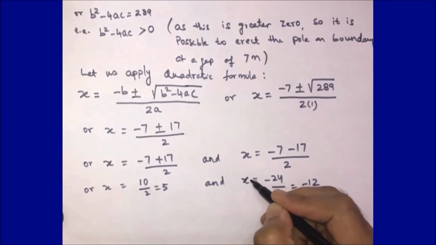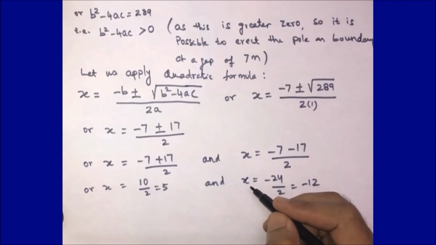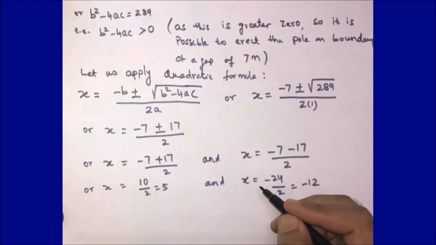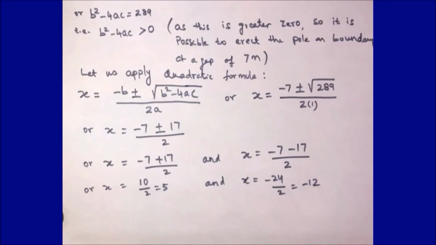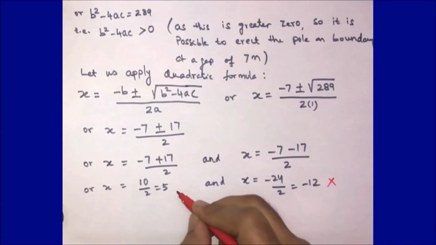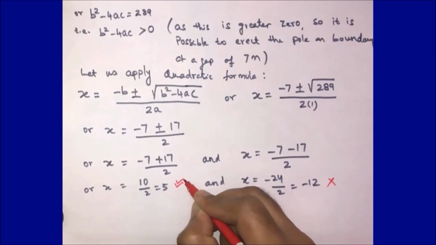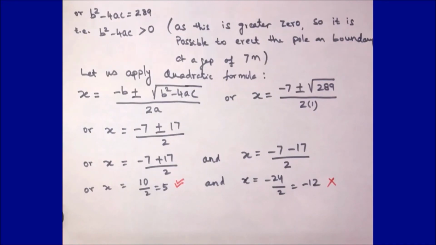Guys, if you remember, we considered x to be the distance between the pole and the gate B, and we very well know that distance cannot be negative. As we are getting x is equal to minus 12, it is discarded because distance cannot be negative. So we are discarding the value of x as minus 12 and we will go with x as 5.